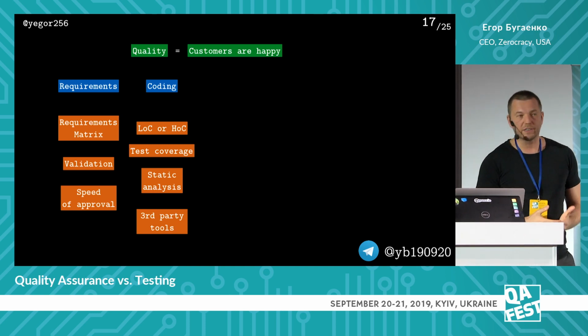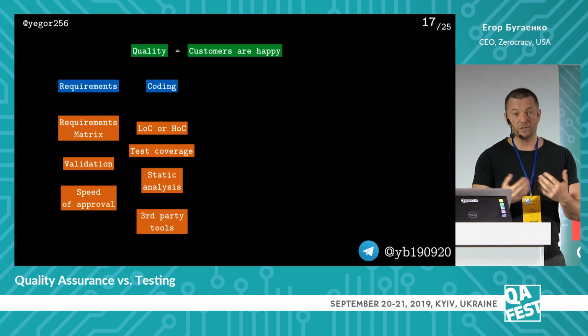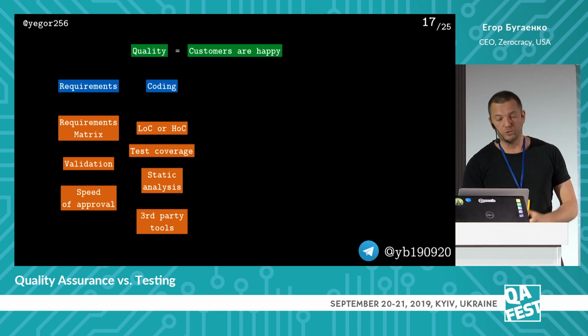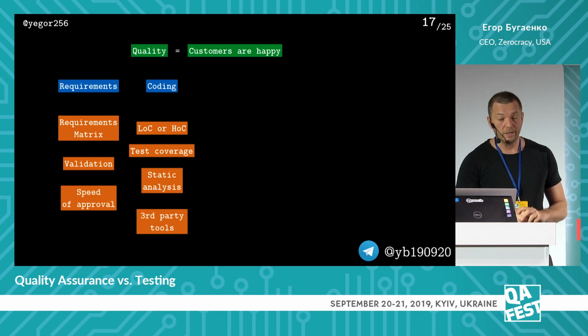Or I can take a look at static analysis. Do you analyze your code? How do you do that? I talk to programmers and they tell me. Or, for example, do you use some third-party tools for quality control? So the coding itself can be controlled by quality.